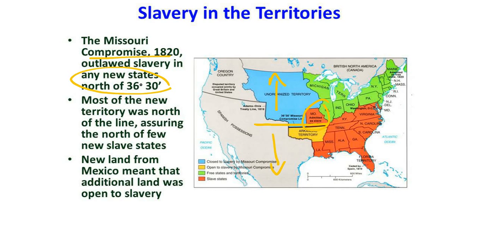Most of the new territory was north of the line, assuring the North that they would only have a few new slave states to deal with. But the new land that was gained from Mexico meant that additional land was going to be open to slavery, because all of this land gained from Mexico is going to eventually be settled by U.S. settlers and apply for admission into the Union.